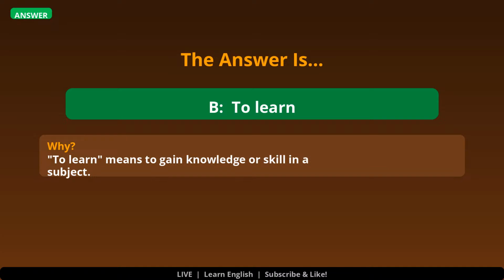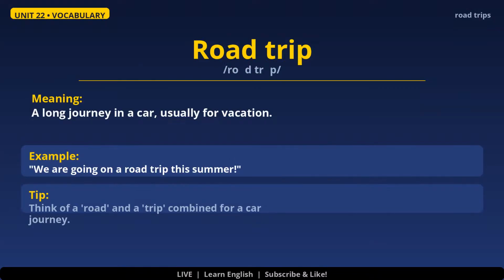Let's continue learning. Check out this new word. The word is road trip. A long journey in a car, usually for vacation. Here's an example. We are going on a road trip this summer. Remember, think of a road and a trip combined for a car journey.